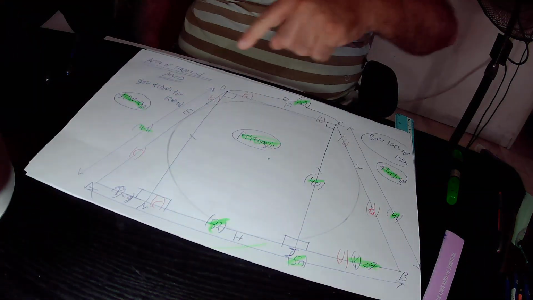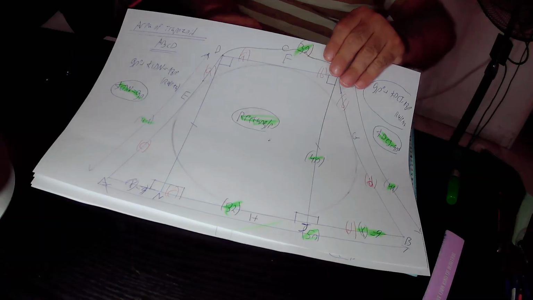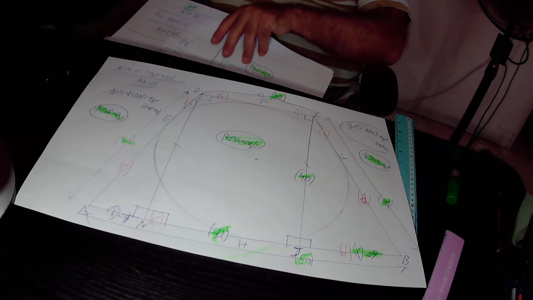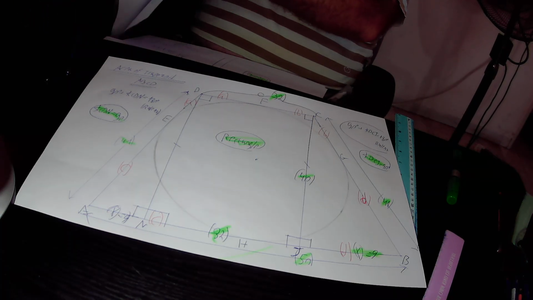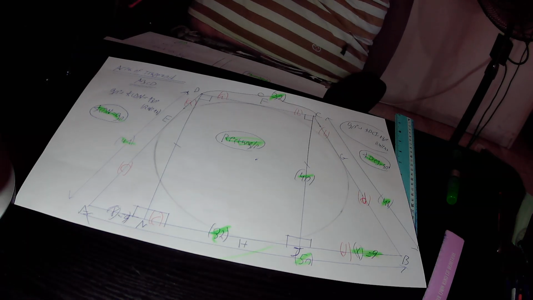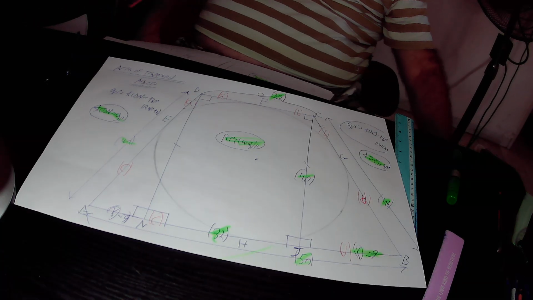In the first question, our task is to find out about this trapezoid ABCD. So what is a trapezoid? A trapezoid is a quadrilateral with one pair of parallel sides. Repeat again: a trapezoid is a quadrilateral with one pair of parallel sides.